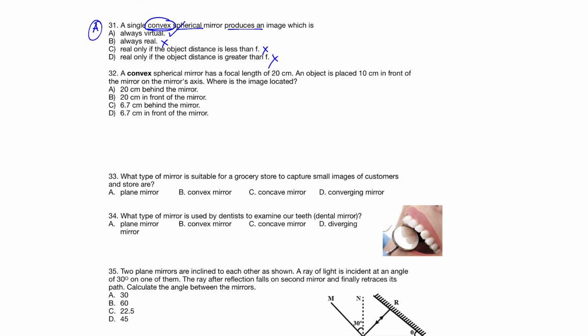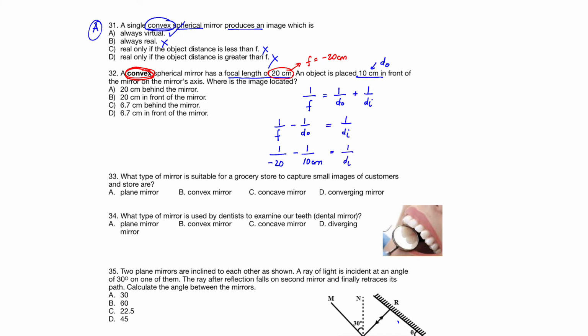Next, number 32. A convex spherical mirror has a focal length of 20. Take note, for a convex mirror the focal length will be represented by a negative 20. Why? Because of the term convex spherical mirror. So an object is placed 10 centimeters, so this one is the distance of the object in front of the mirror's axis. Where is the image located? So let's continue now. We're going to have 1 over F equals 1 over DO plus 1 over DI. So where is the image located? That is 1 over F minus 1 over DO equals 1 over DI. And so 1 over negative 20 minus 1 over DO, that is 10 centimeters, equals 1 over DI.